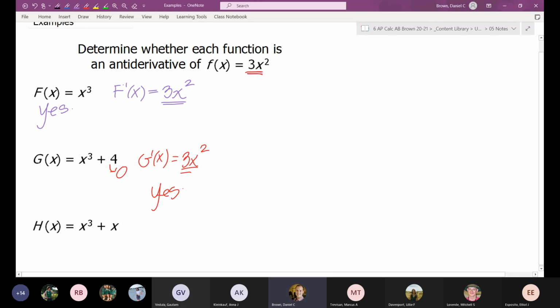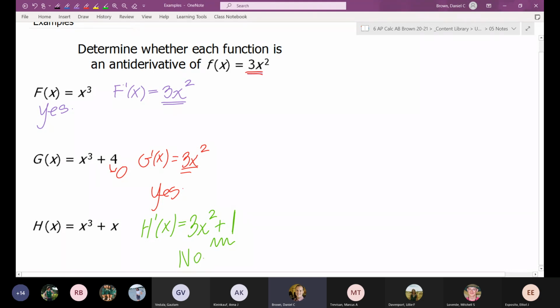So I have h of x is equal to x cubed plus x. Taking the derivative of h, we get 3x squared. The derivative of x is just 1. Well, 3x squared plus 1 is not the same thing as 3x squared. They're close, but they're not the same. So this h would not be an antiderivative.